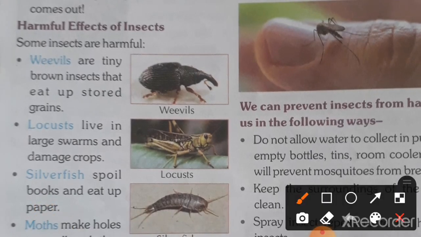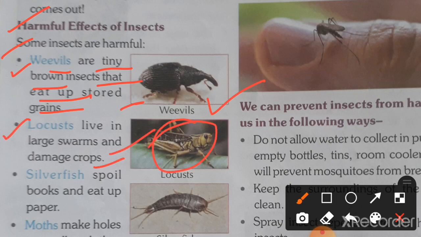Now, harmful effect of insects. Some insects are harmful. Ant and honeybee are helpful, but here also some insects are harmful. Weevils are tiny brown insects that eat up stored grains. You must have seen this, it is in our rice and wheat, weevils. Now, locusts live in large swarms and damage crop trees.